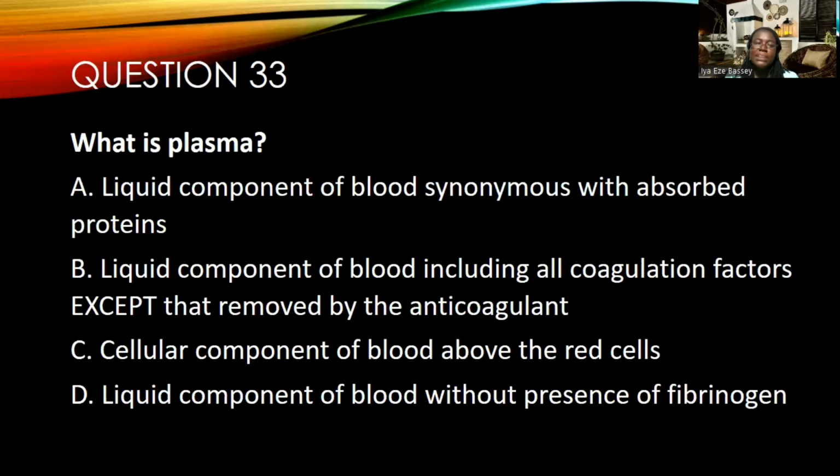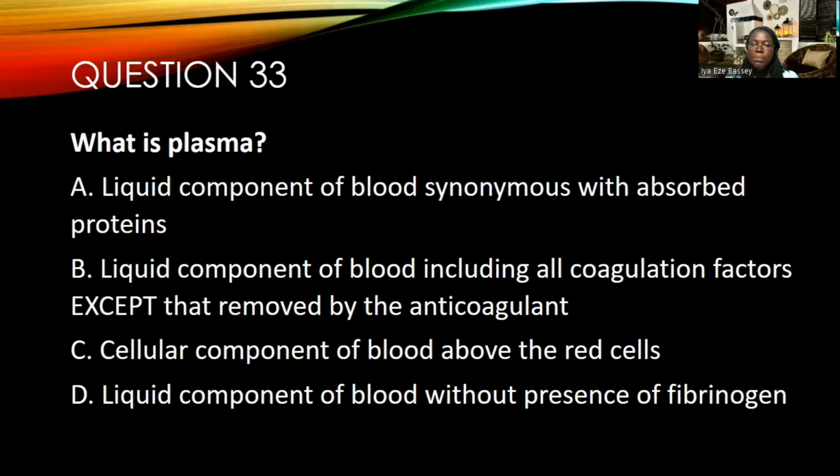So what is plasma? A, it is the liquid component of blood synonymous with absorbed proteins. B, the liquid component of blood including all coagulation factors except that removed by the anticoagulant. C, cellular components of blood above the red blood cells. D, liquid component of blood without the presence of fibrinogen. So which one would you choose?